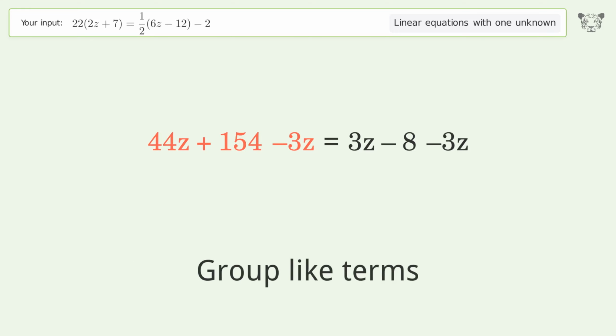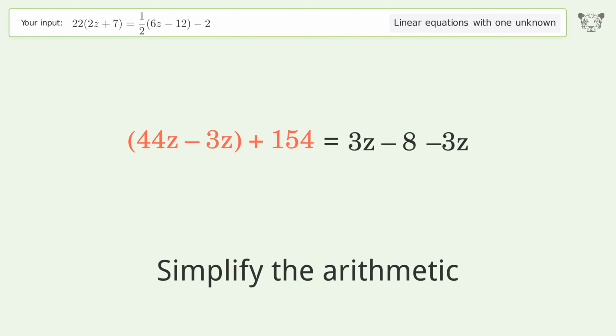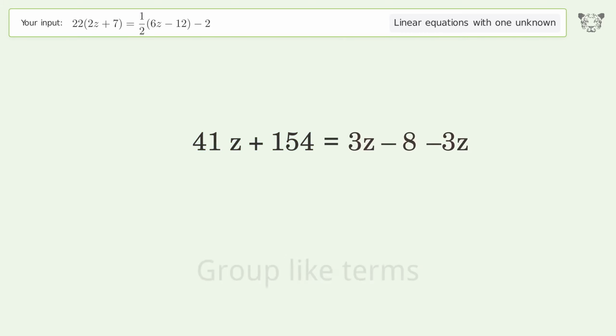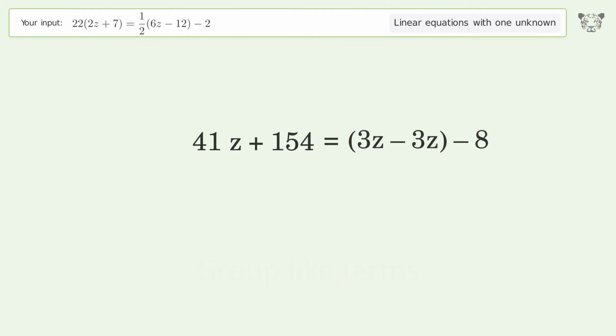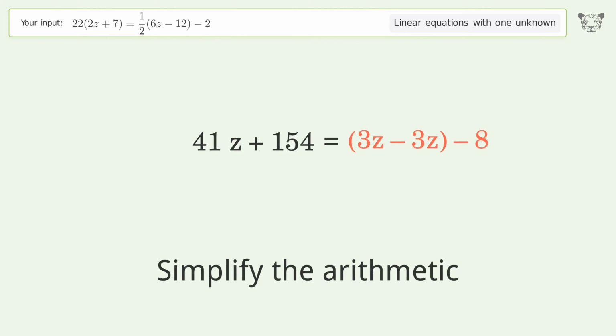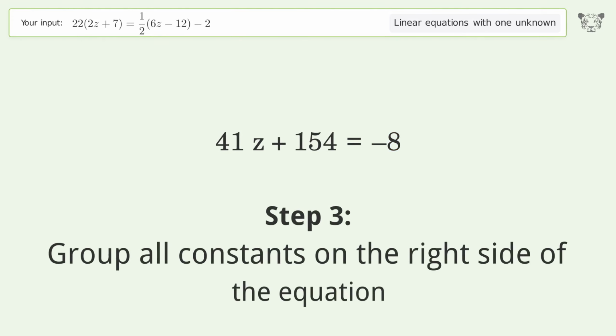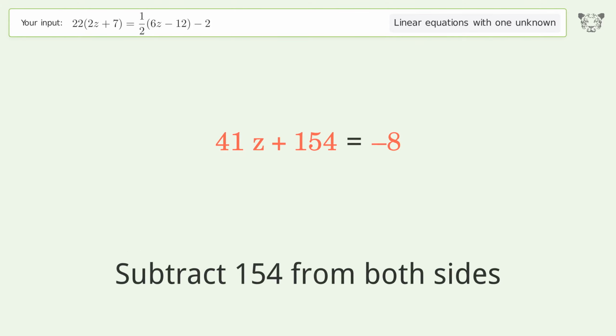Group like terms. Simplify the arithmetic. Group like terms. Simplify the arithmetic. Group all constants on the right side of the equation. Subtract 154 from both sides.